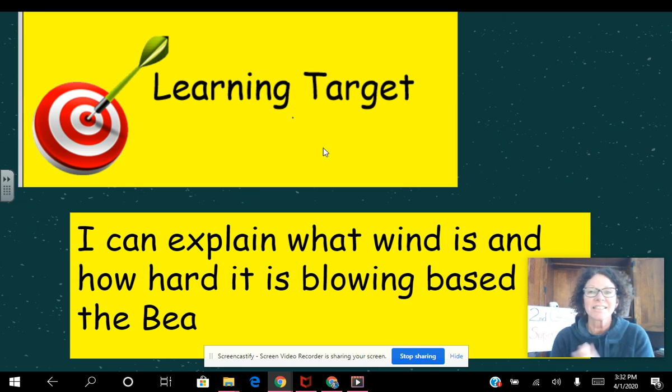Our learning target today is that you will be able to explain what wind is, and you will also be able to explain how hard it is blowing, how much force it has, based on the Beaufort scale.